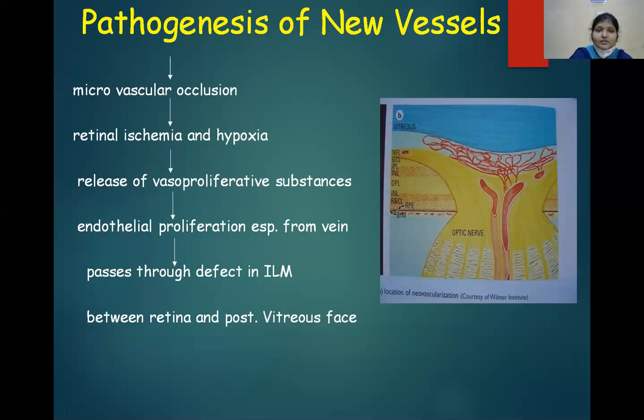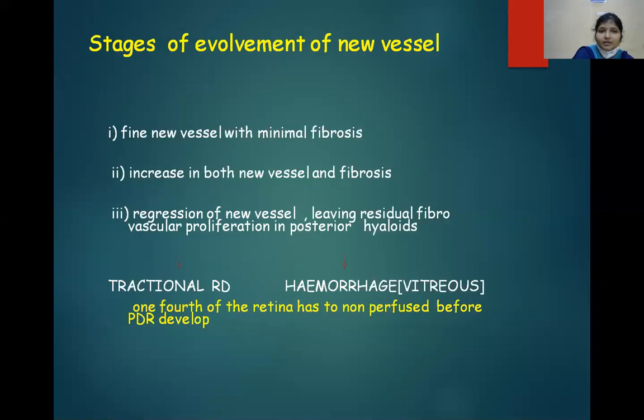Because of microvascular occlusion, there is retinal ischemia and hypoxia leading to release of vasoproliferative substances, and the endothelial proliferation especially starts from the venous end. These pass through the defect in the internal limiting membrane. This is called retina mirabile, between the retina and posterior vitreous face. Because at the optic disc, the internal limiting membrane is very thin, here it is manifested easily, and that is called retina mirabile.